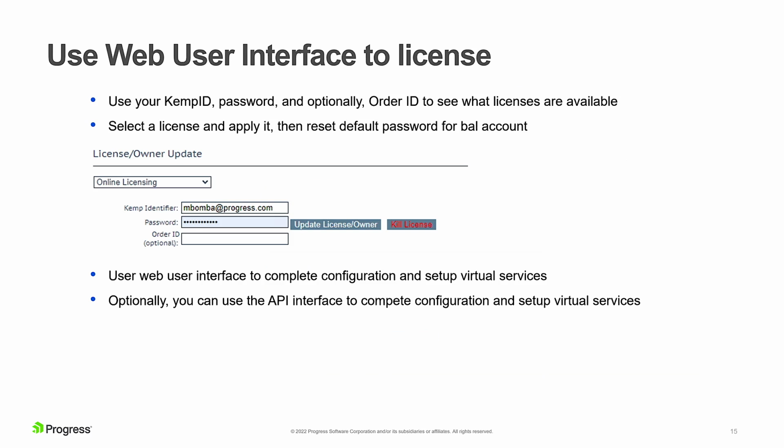You can use the API interface to license with. Once you've set the IP address, you can use the API interface to do everything else. You can license the appliance with the API interface. You can configure everything with the API interface. Everything that's available in the web user interface is exposed through the API interface.